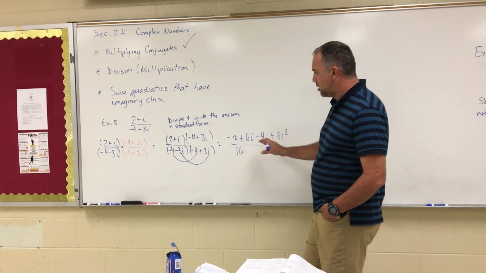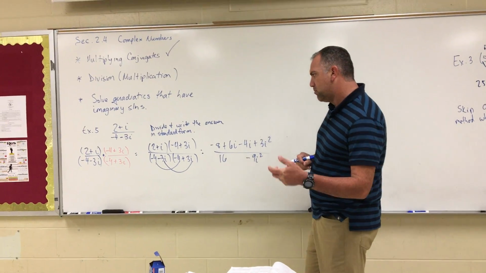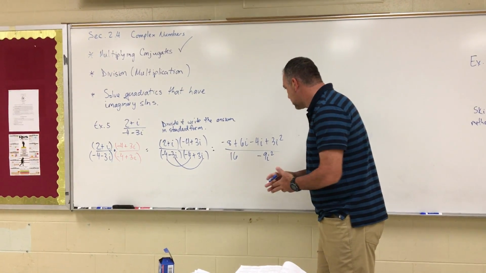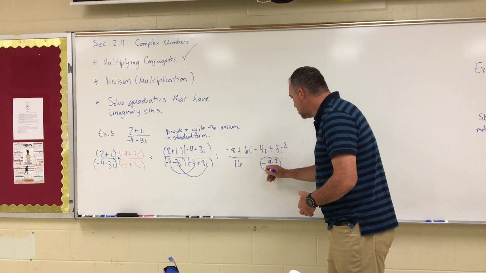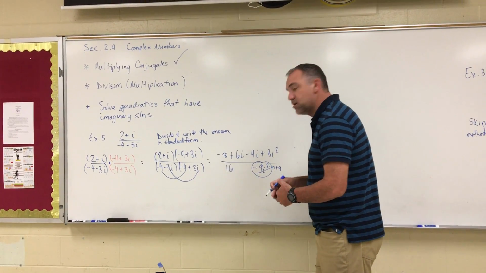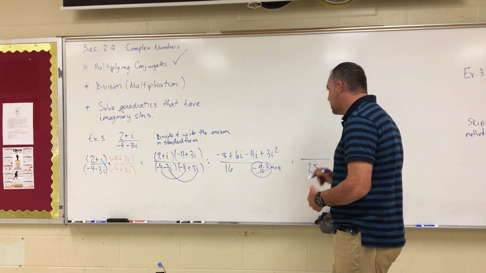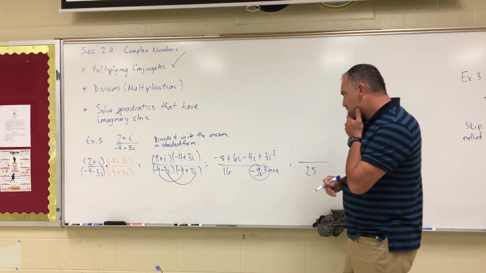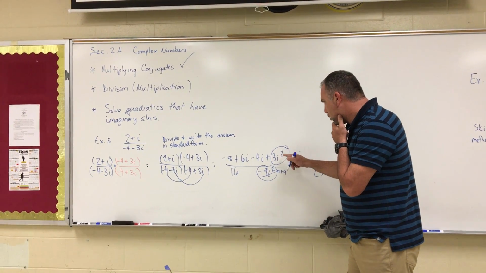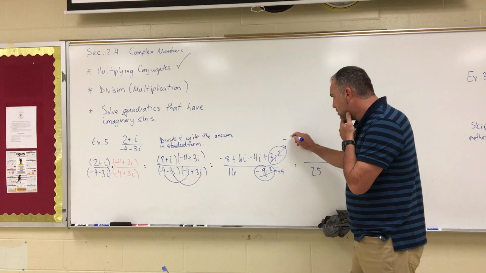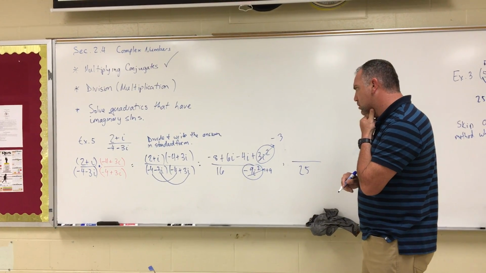Just leaving that hole there because outer and inner would have been what? 12i and negative 12i, okay? So that changes to a plus 9, which that number at the bottom would be what? 25, okay? So what did you get on the top now? The 3i squared we're gonna make into a negative 3. So what's your numerator? 7.